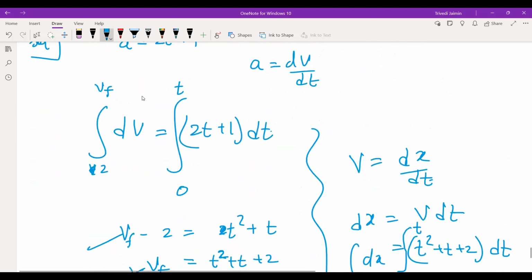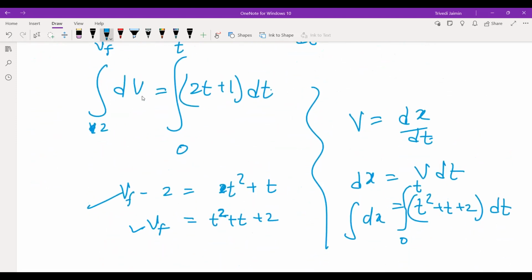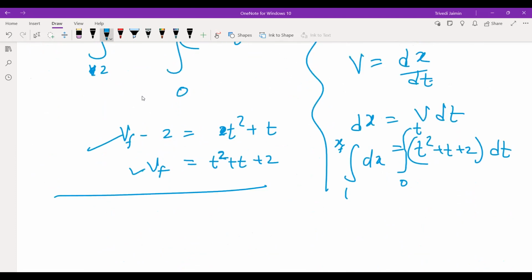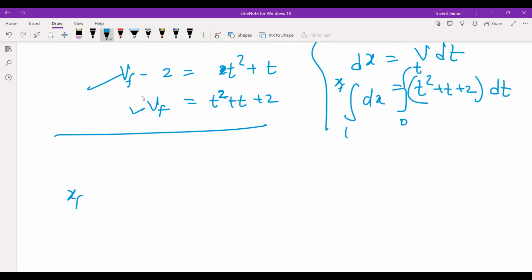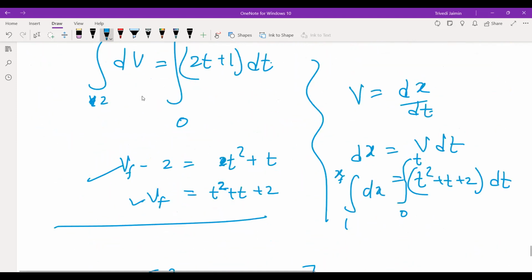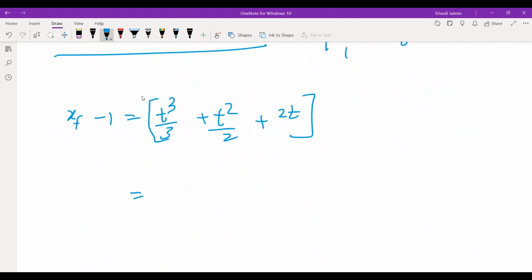You can use the same, like 1 to x final. That's what they're asking, right? Displacement of the particle, how much it displaced. Okay, so x final minus 1 equals to t cubed by 3 plus t squared by 2 plus 2t. So here t equals to 3 seconds. Are we getting 34? Check.